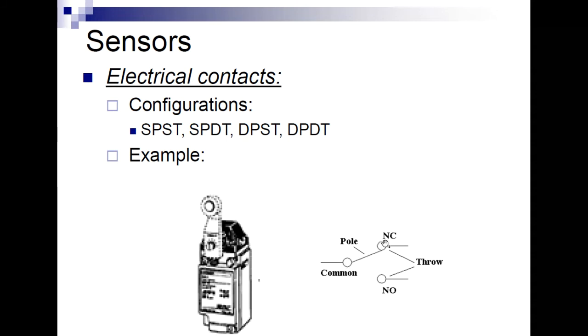Right now it's making contact up here where it says NC for normally closed. But as the arm gets pressed by the object coming down and the arm swings down, the pole is going to move away from the normally closed and come down to the normally open. So they call these the throws. The pole is going to move from the normally closed throw over to the normally open throw.